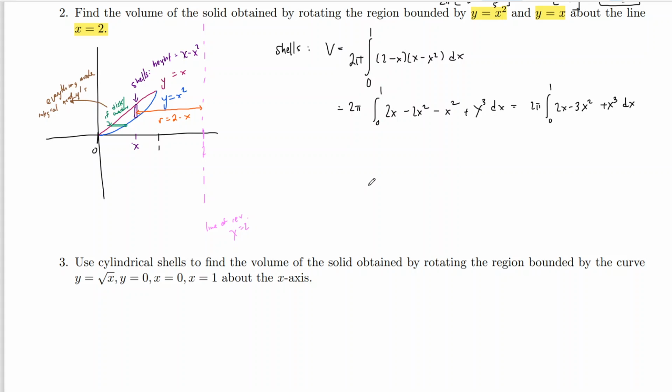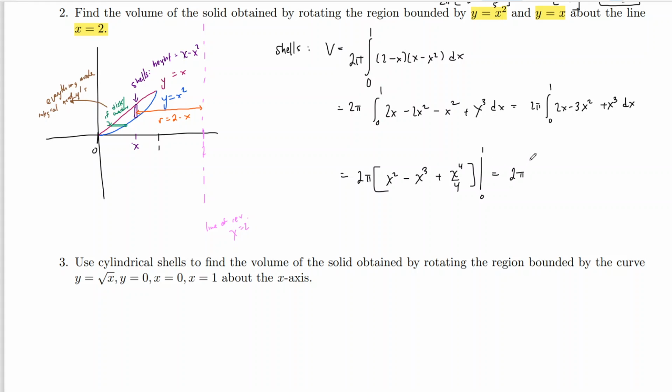And we'll just go ahead and finish this off now. We have the 2 pi in front. We want to integrate 2x. Well, that's 2x squared over 2, which is x squared, minus 3x cubed over 3, because we divide by the 3 and those cancel. So you just get minus x cubed, and then we get plus x to the 4th over 4. Nothing to cancel out there. Plug in from 0 to 1. We didn't do any substitutions, so we don't have to worry about the bounds.